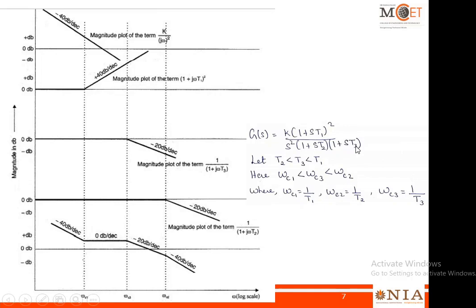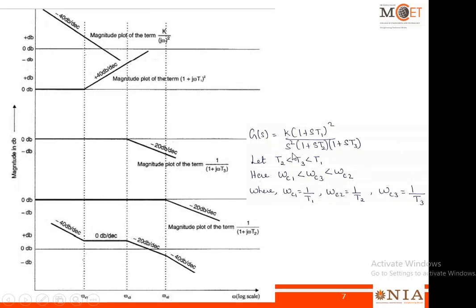Let us assume that the cutoff frequencies are in this order. 1 by t1 is one cutoff frequency, 1 by t2 is another cutoff frequency, and 1 by t3 is another cutoff frequency. Let us have it in increasing order: omega c1 comes first, omega c3 comes next, and omega c2 is the largest cutoff frequency. Let us assume this order, and now let us start.